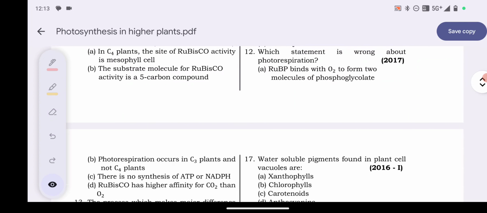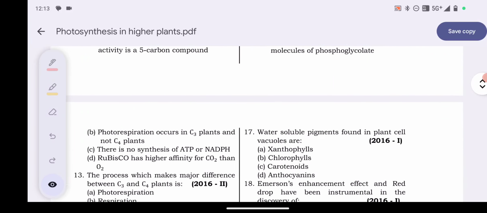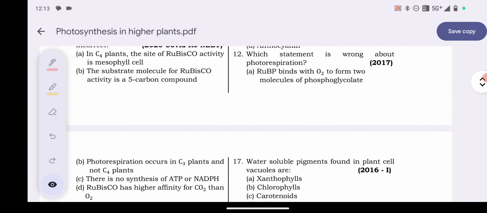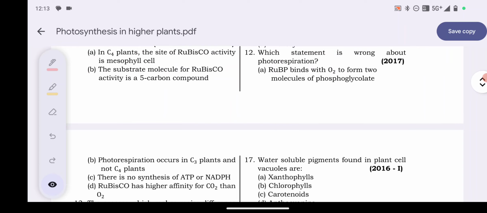Which statement is wrong about photorespiration? कौन सा स्टेटमेंट यहाँ पर गलत है? ओके, तो यहाँ पर ऑप्शन नहीं है तो सिंगल स्टेटमेंट ही होगा. देखो अच्छे से. RuBP binds with oxygen to form 2 molecules of phosphoglycolate.